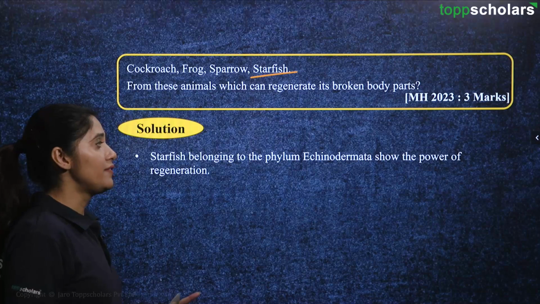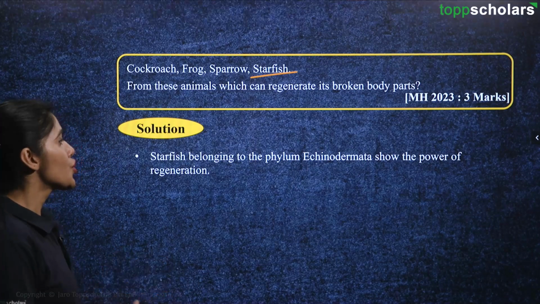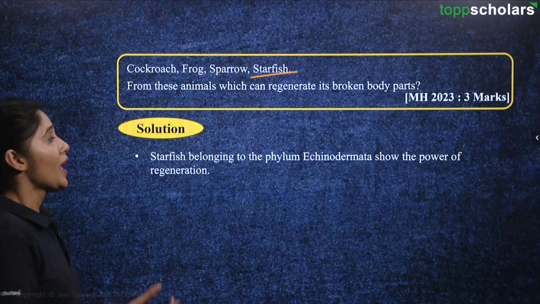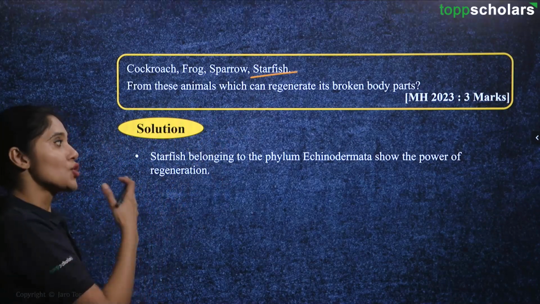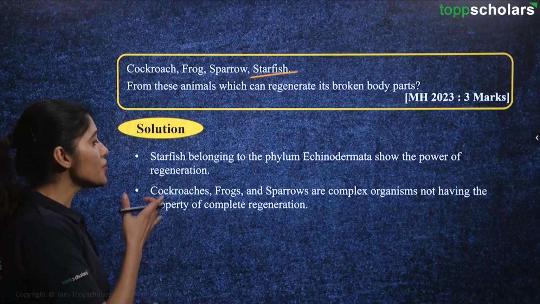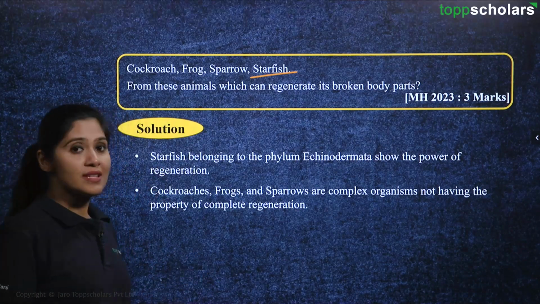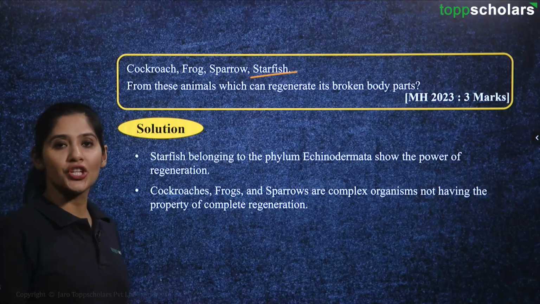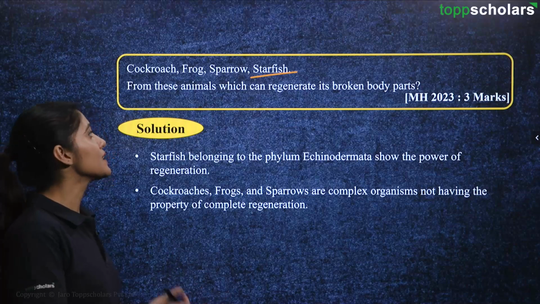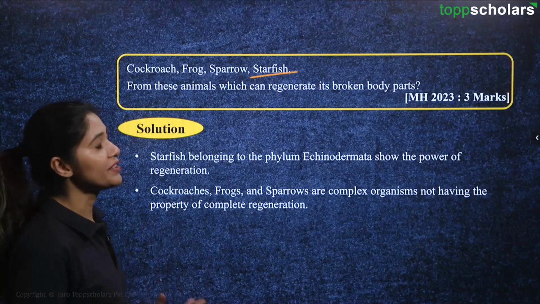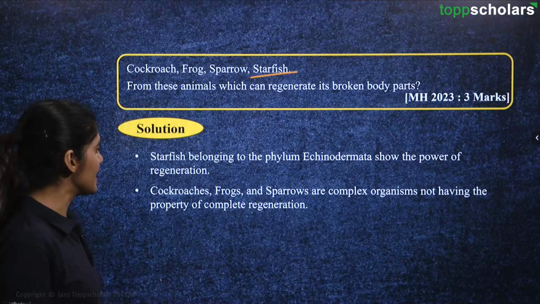Starfish, belonging to the phylum Echinodermata, shows the power of regeneration, and none of the other animals given in the list shows that power. Cockroaches, frogs and sparrows are complex organisms not having the property of complete regeneration, and that is the reason why only starfish is able to regenerate its broken body parts.